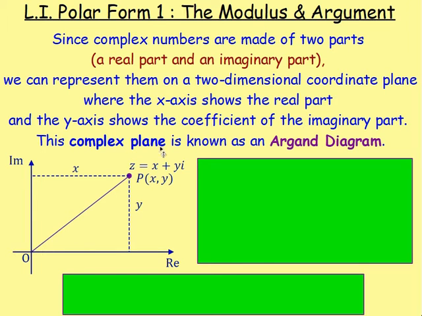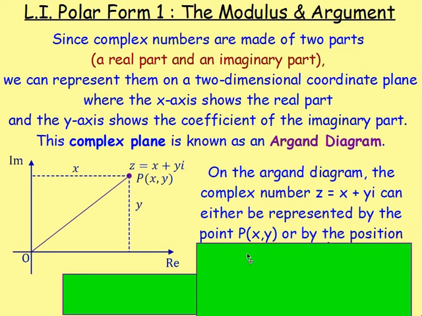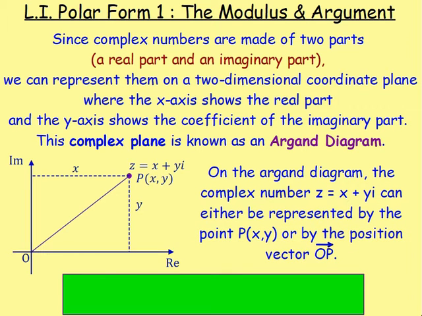If we have the complex number z equals x plus yi, we use the x-axis to show the real part, so we would come along x, whatever x would be, and the y-axis to show the coefficient of i, the imaginary part, so you'd go up y. So, with the complex number z equals x plus yi, you can represent that using a point, that would be point P, or you could represent it with the position vector OP, going from the origin to point P.